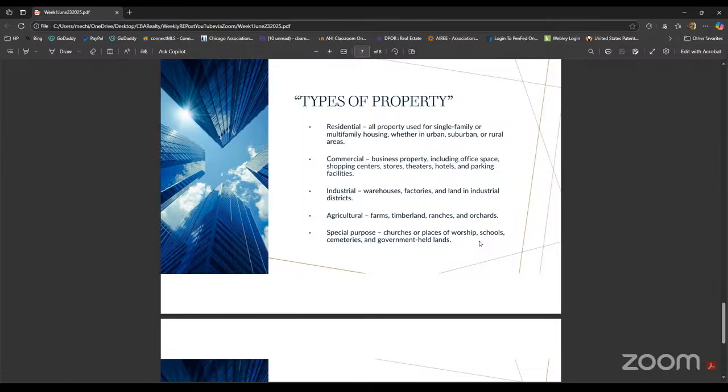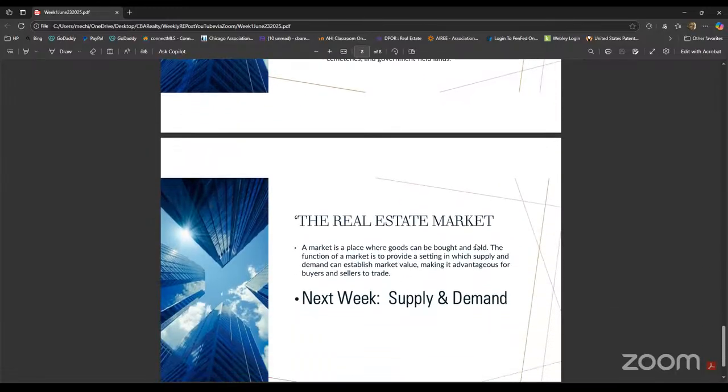Okay, so industrial: warehouses, factories, and land in industrial districts. Agricultural speaks for itself: farms, timberland, ranches, and orchards. And we have special purpose properties, which are churches or places of worship, schools, cemeteries, and government-held lands. All of these types of properties are going to be mentioned on the Illinois real estate broker exam, and we will go more in depth in all of the types of properties and how they relate to us in our business as we represent clients within these transactions.